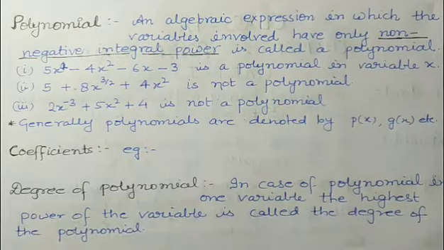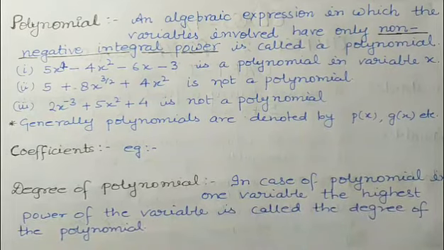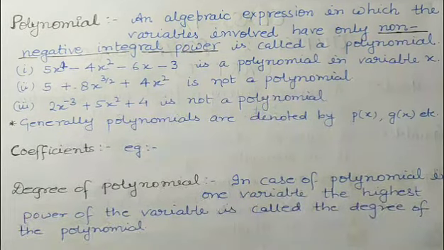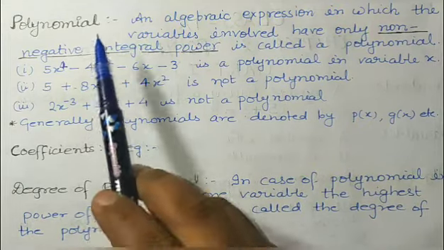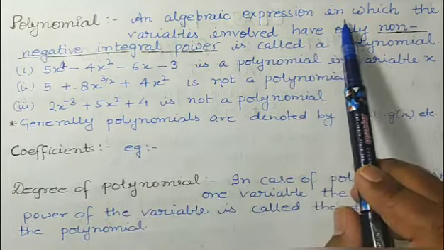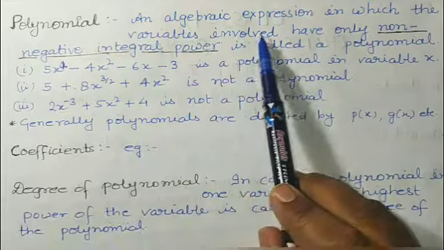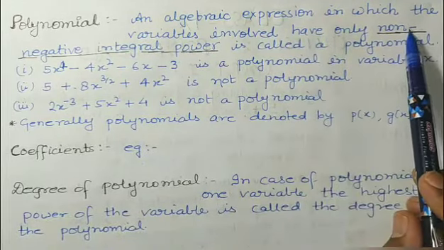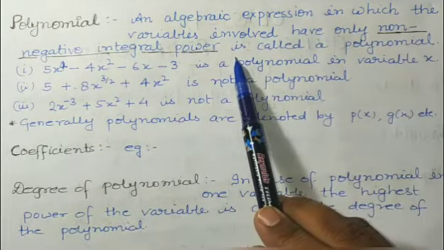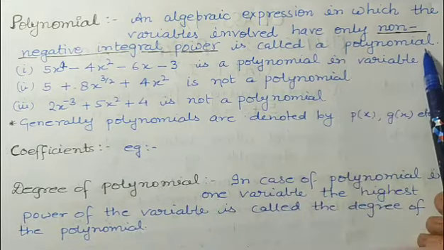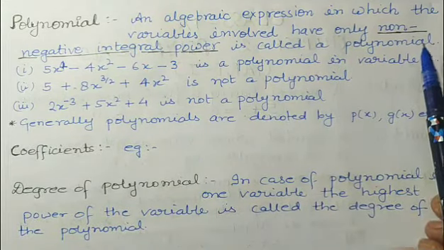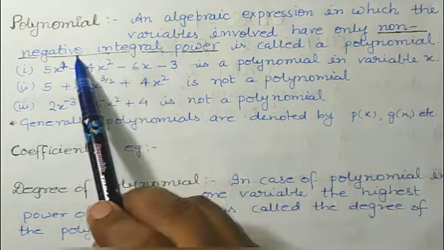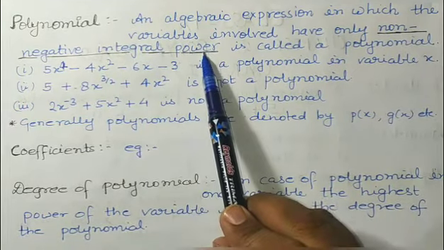Now, after understanding algebraic expressions and terms, our next topic, and it is a very important topic, is polynomial. The definition of polynomial: an algebraic expression in which the variables involved have only non-negative integral powers is called a polynomial. So the main thing is non-negative integral power.